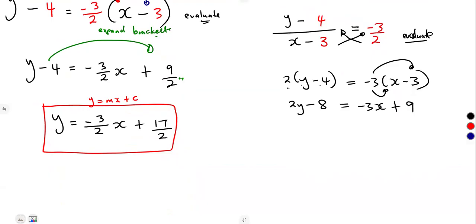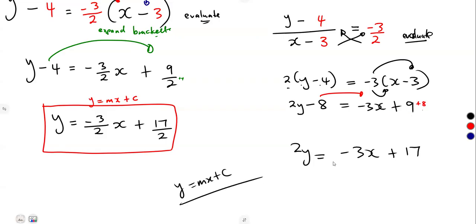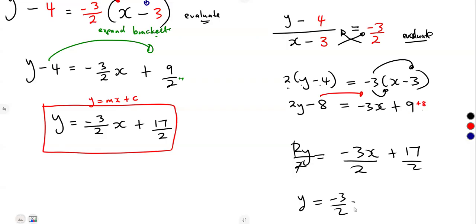If you were to make y the subject of the formula, definitely you're going to take the 8 to the other side of the equation. It was a negative, so on the other side it's going to be a positive. So that's minus 3x plus 9 plus 8, that's 17. Then make y the subject of the formula if you want to write your answer in the form y is equal to mx plus c. You simply have to divide each and every term by 2. So that will be it. As we can see, same as before.